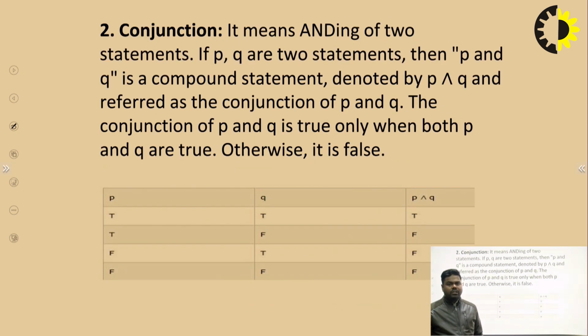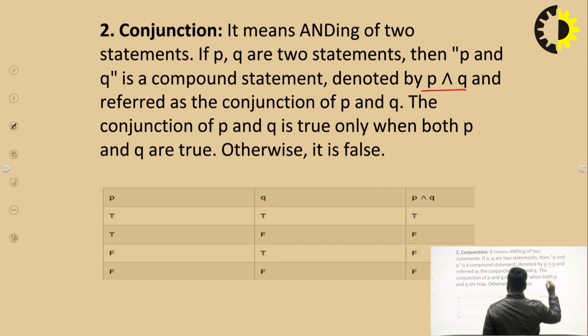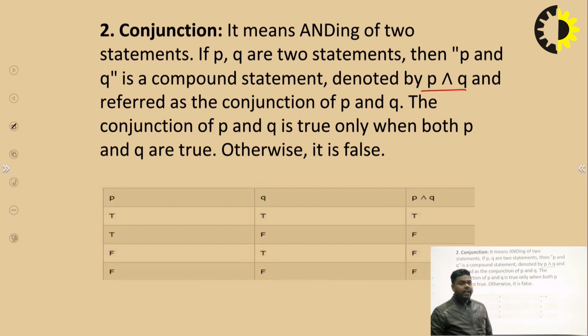Now next is conjunction. We can say that this is an and operation. It means anding of two statements. If P and Q are two statements, then P and Q is a compound statement denoted by this sign, and referred to as the conjunction of P and Q. The conjunction of P and Q is true when both P and Q are true, otherwise it is false.